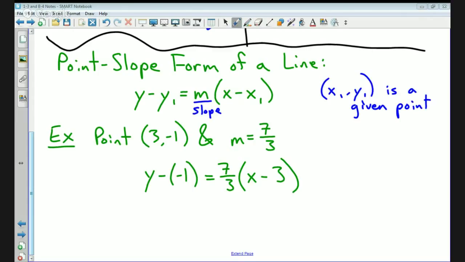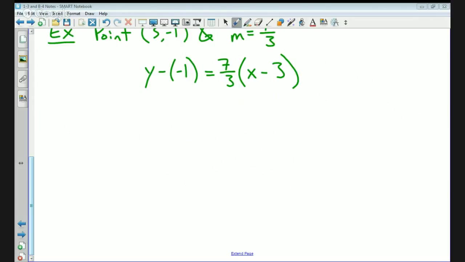So once you plug the stuff in, as I have done here, you can solve for y and end up with the slope-intercept form for this particular line. And that's often what they'll ask you to do. You're going to change between a couple of forms.